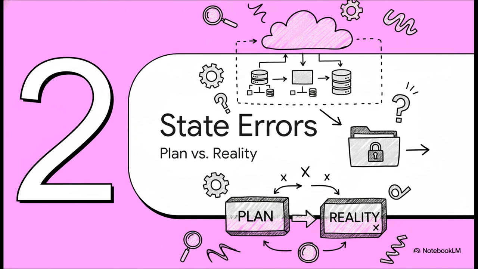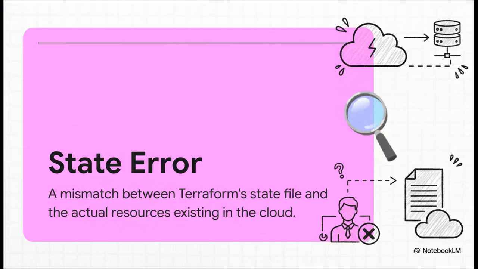Okay, so you've successfully connected to the cloud. What's next? Well, now you might run into a state error. This one can feel a little more confusing because it's not about connecting anymore. It's about a mismatch between Terraform's blueprint and what actually exists out there in the cloud. So how does this happen? Usually, it's because something changed in your cloud environment outside of Terraform. Maybe a colleague went into the web console and manually deleted a server or changed a security group on the fly. Now, Terraform's plan doesn't match the reality anymore.